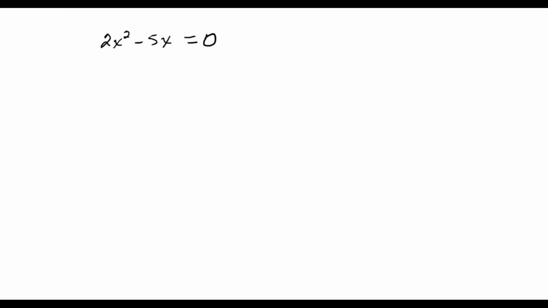Now we've learned how to solve this type of equation by factoring out the greatest common factor of x, then set each factor equal to 0 and solve that way. But I do want you to know that you can use the quadratic formula on this problem, where a is 2, b is -5, and c is 0.